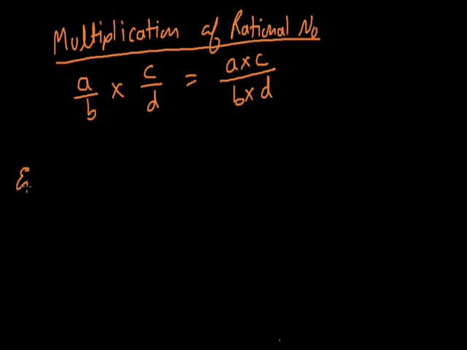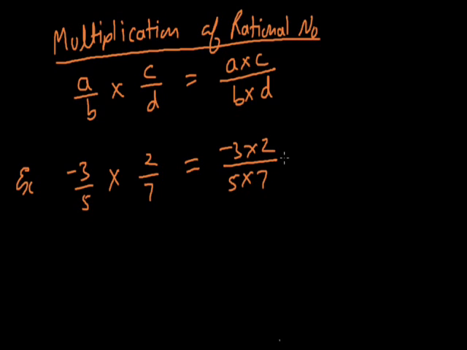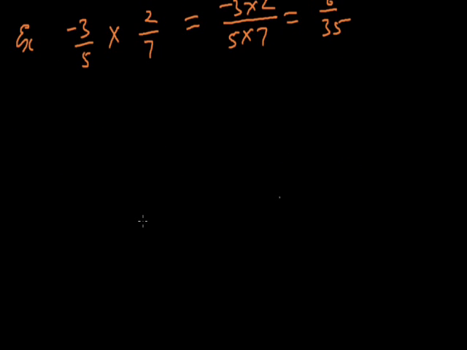For example, if I have to multiply minus 3 by 5 with 2 by 7, so I have to multiply numerator with numerator and denominator with denominator. So minus 3 into 2 I get minus 6 and 5 into 7 I get 35. So in this way we can multiply two rational numbers. Let's take one more example. If I have to multiply 15 by 18 into minus 6 by 5.